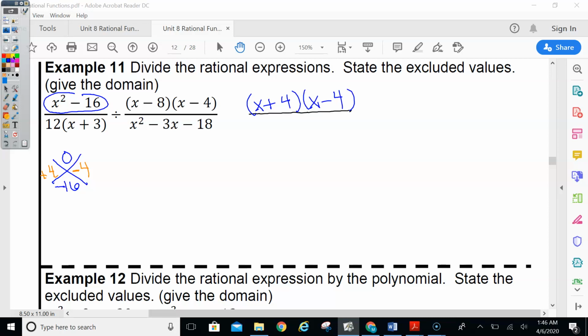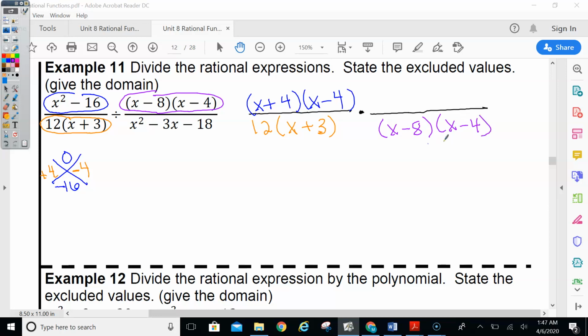Okay, so that's the top part. The bottom part's already factored for us. So the 12 is already in front. X plus 3. Can't factor any further. But now, since we're dividing, I need to flip this one around. So here, I'm going to multiply, so I'm going to change the sign, and then I'm going to flip it. So this part is going to go to the bottom. X minus 8, X minus 4, and then this one stays in, or goes to the numerator.